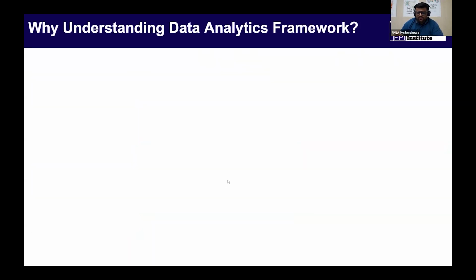Okay, before we get into the main part of the session today, which is the different steps of data analysis and data analytics.